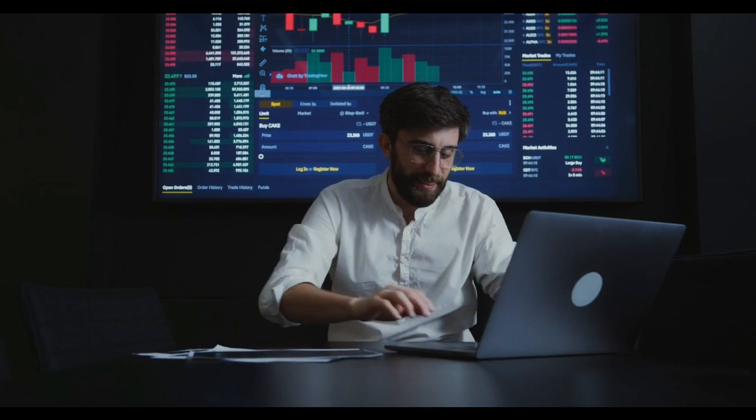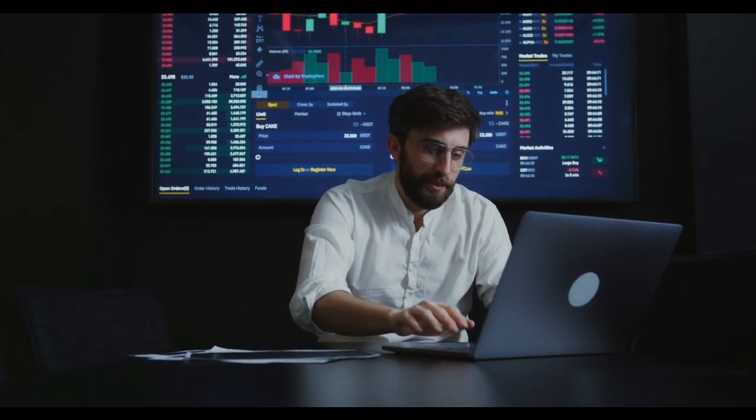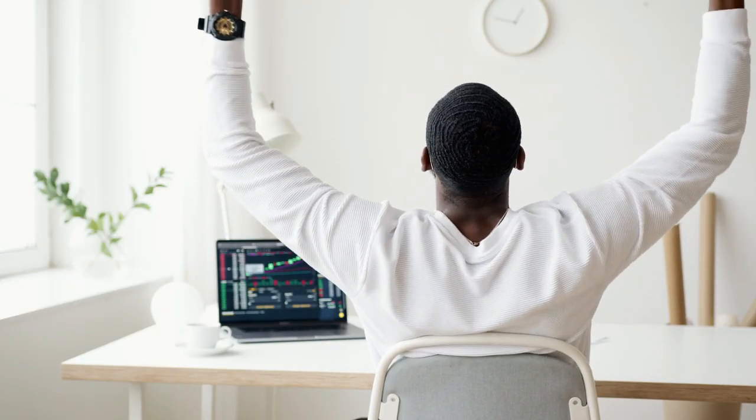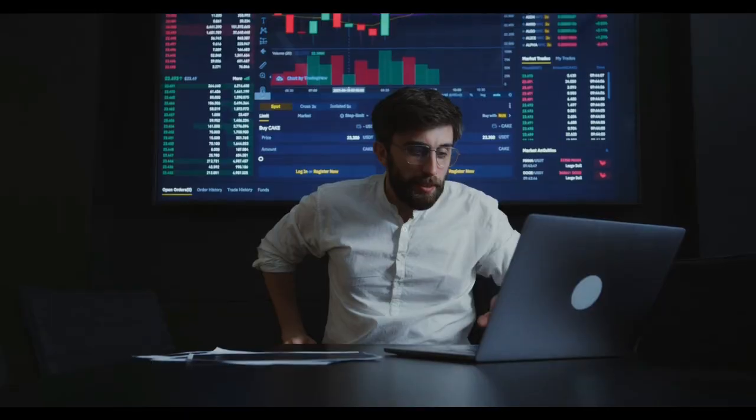Finally, it's important to stay up to date with market news and events. This can include economic reports, company earnings announcements, and geopolitical events. By staying informed, you can make more informed trading decisions and reduce your risk of losses.